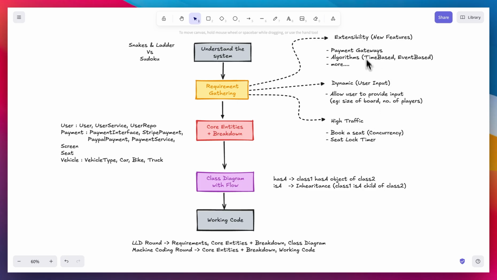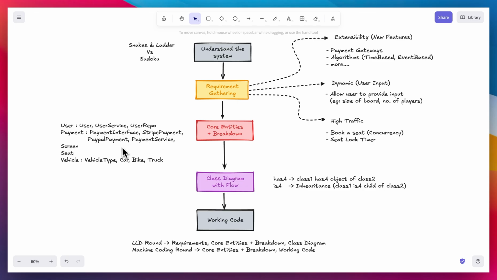Once you have written down all the requirements, your next goal is to write down the entities. So you would go through each and every requirement and write the corresponding entities. For example, in the payment gateways requirement, the entities could be payment interface, Stripe payment gateway, PayPal payment gateway, payment status enum, etc. So you'd write the entities like this just for yourself.